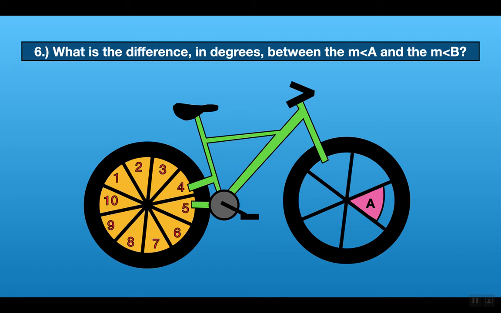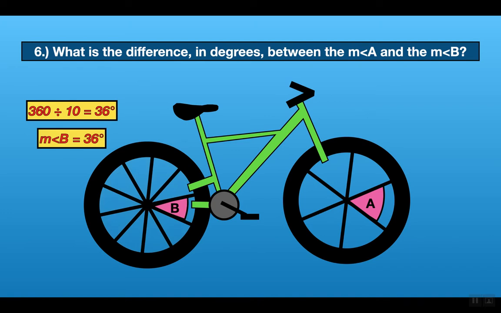So that means if we take 360 degrees and divide it by 10, that'll tell us that each one of those angles measures 36 degrees. So the measure of angle B is equal to 36 degrees. Now let's do the same thing with the other circle, with the other wheel.